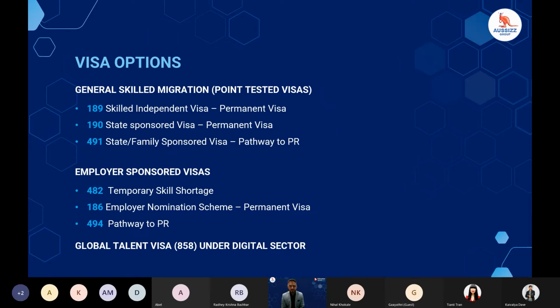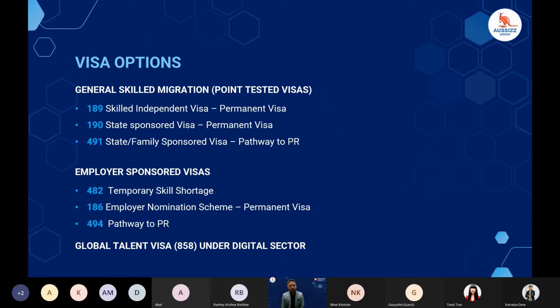That's a permanent visa. Now, in the 186 visa, as I mentioned, there are 2 streams. Number one is the temporary resident transition stream, where people on a 482 visa who complete 3 years with the same employer while holding a 482 visa can apply for a 186 visa under the temporary resident transition stream.